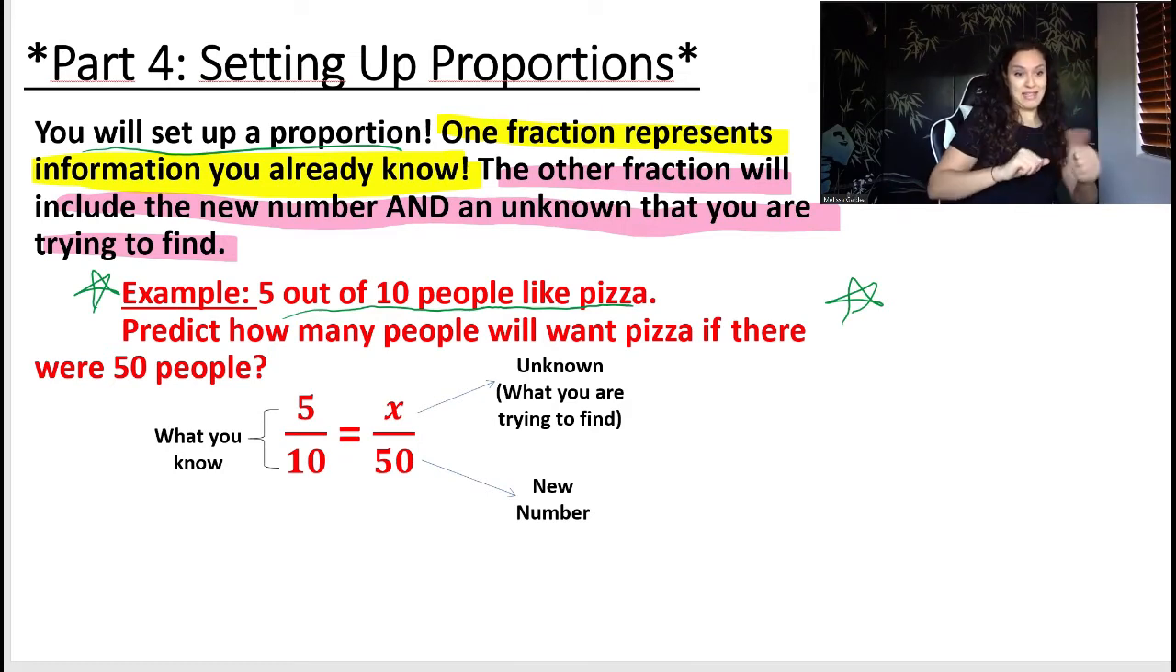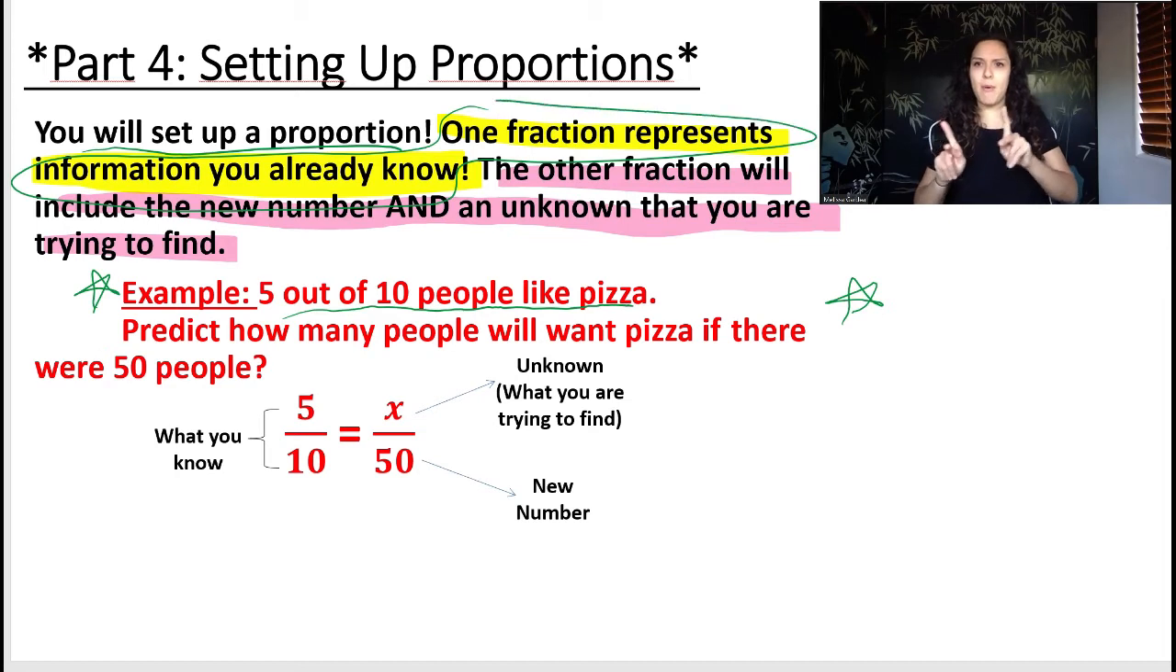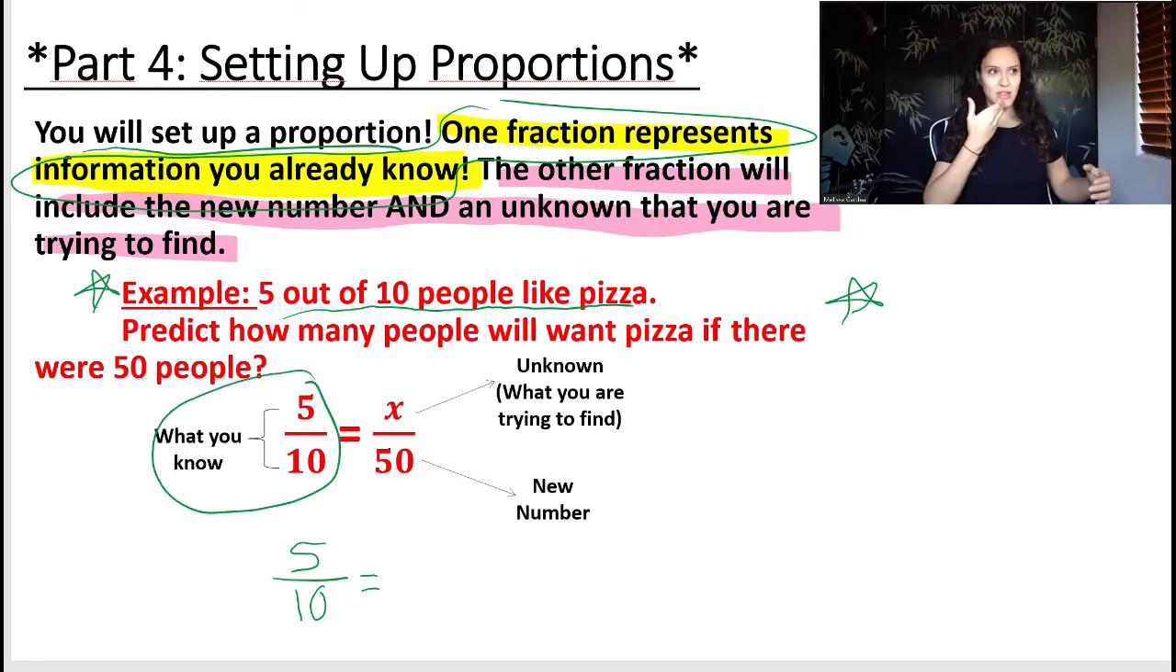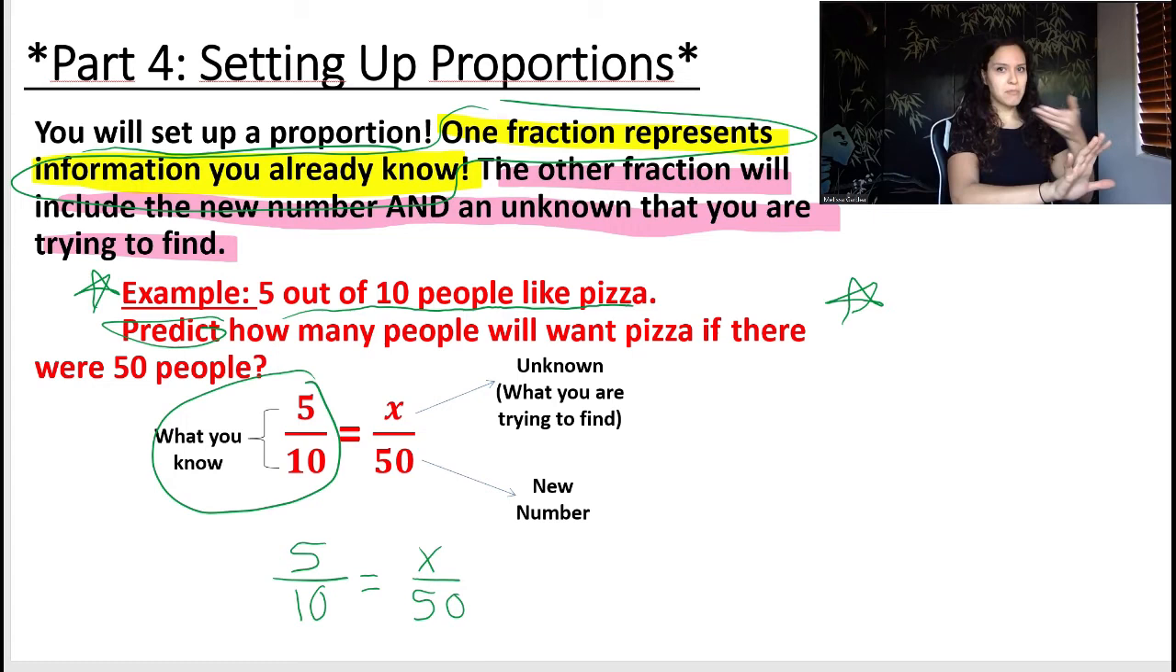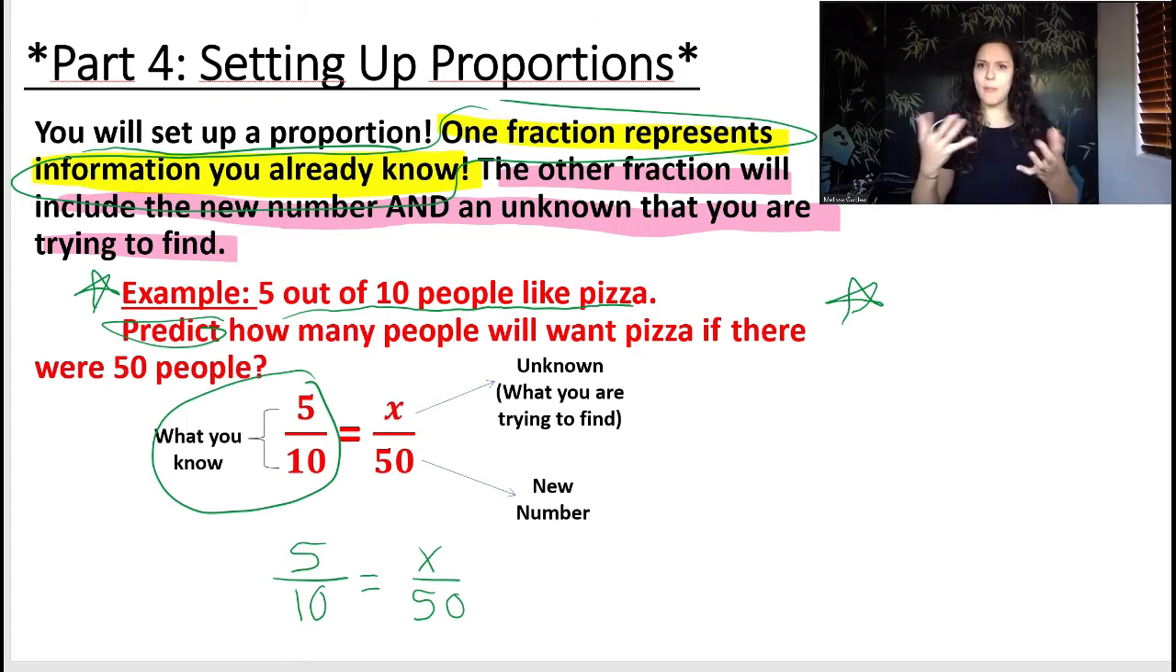It says one fraction represents what you already know. I know that 5 out of 10 people like pizza. So I set up what I know. I'm going to set it equal to something I don't know out of the future, or unknown, predicted value. So 5 out of 10 people is the same as how many out of 50? The X represents how many. It's what we're trying to find.